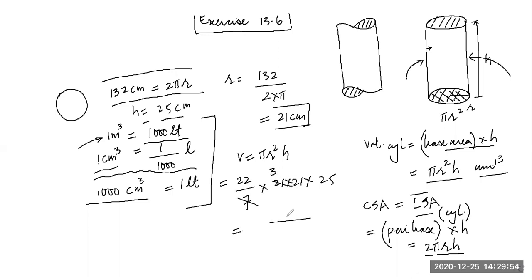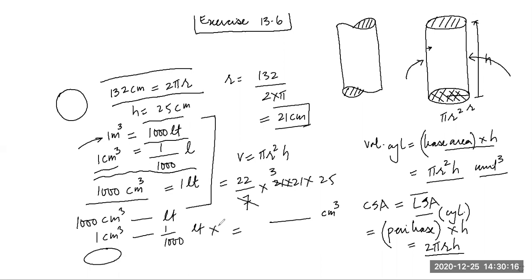So whatever volume you calculate, students, I leave it to you. After you calculate the volume, it will obviously come in centimeter cube. 1,000 centimeter cube will have 1 liter, so 1 centimeter cube will have 1 by 1,000 liter. Then multiply this volume by that, and you will get how many liters of water it will have.